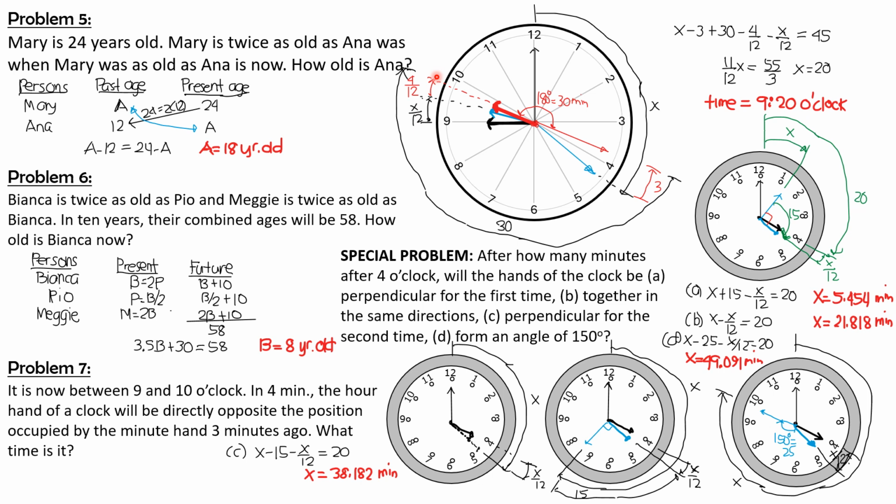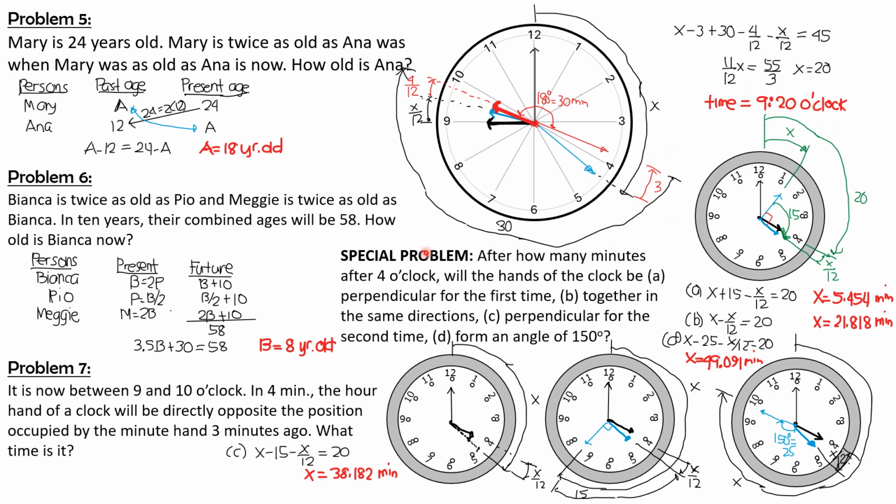Then we go back minus 4/12 minus x/12. It terminates at 9, and 9 corresponds to 45 minutes. That's 45 minutes, 9 times 5. So again, x minus 3, then plus 30 minus 4/12 minus x/12 equals 45. So 11x/12 equals 55/3. Solving for x is 20 minutes. Therefore, the time is represented by these blue hands, 9:20 o'clock.